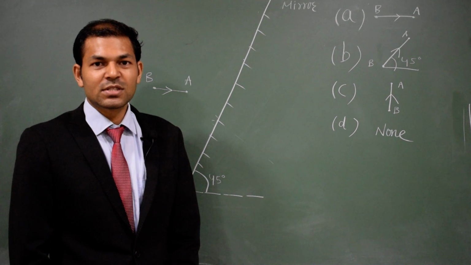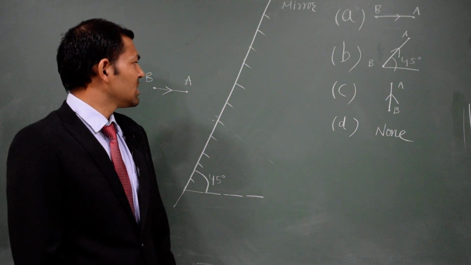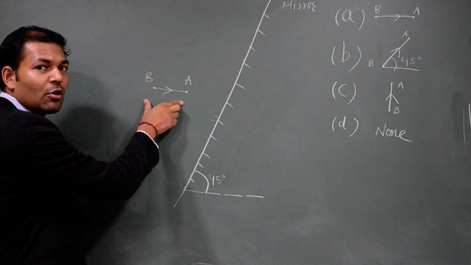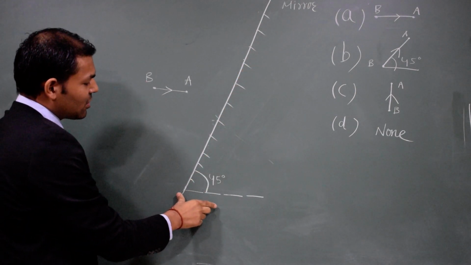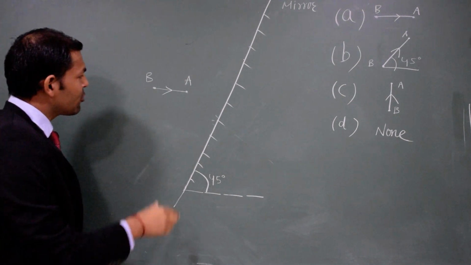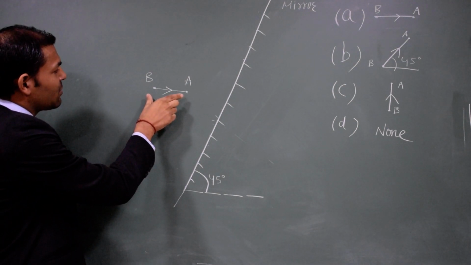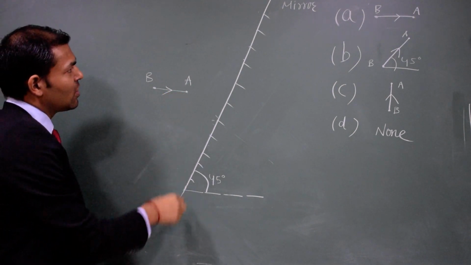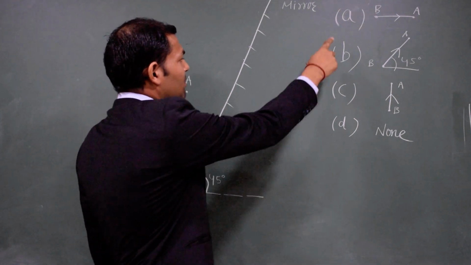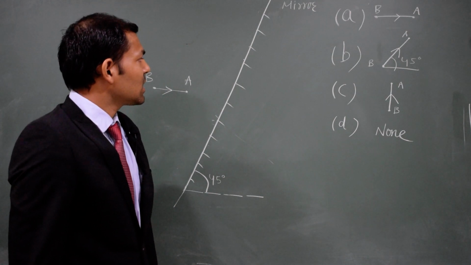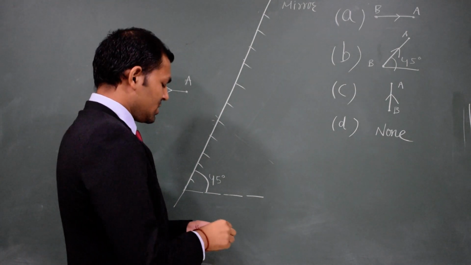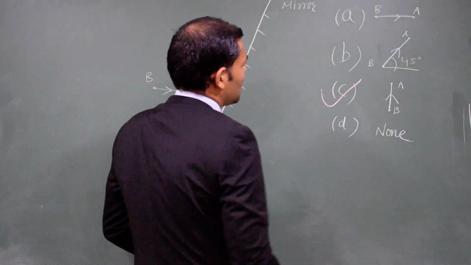Today we are going to discuss a problem on optics in which an object is lying horizontally and a plane mirror is making 45° with the horizontal. We have to find how the image will be formed of this object. 4 options are given, A, B, C, D, and we have to find the correct option. The answer of this question is option C.